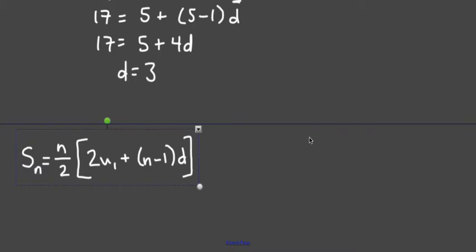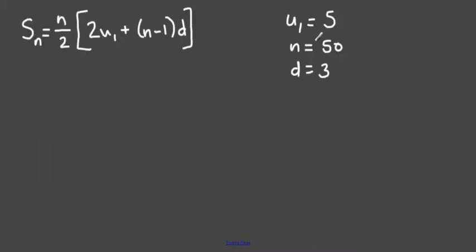Okay, and then I'll need my data again. And since I can't see it, I'll just write it here once more. U1 is equal to 5, N is equal to 50, and D was equal to 3. And then I substitute these values into the formula.